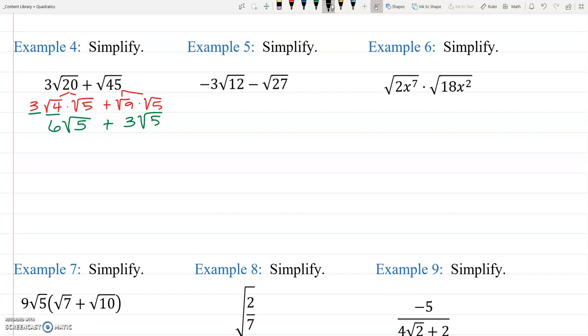And I like saying it like that for a reason. 6x plus 3x is 9x. And clearly I didn't write an x. But notice that I did not change that to square root of 10. Okay, it just stays square root of 5 because it's treated like a variable. 6x plus 3x would be 9x.